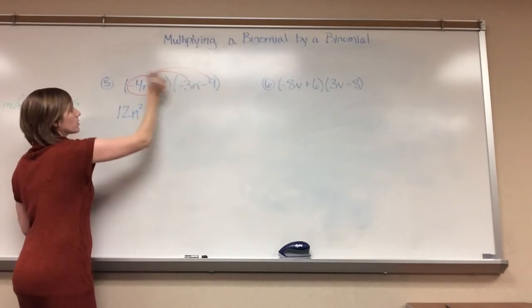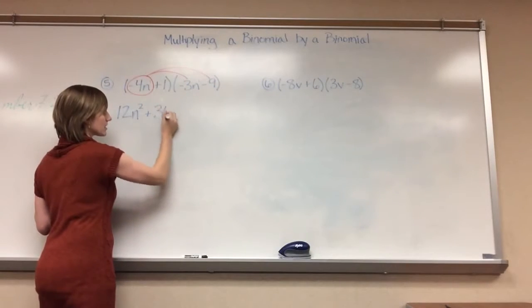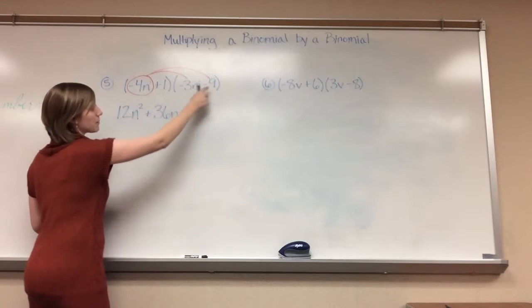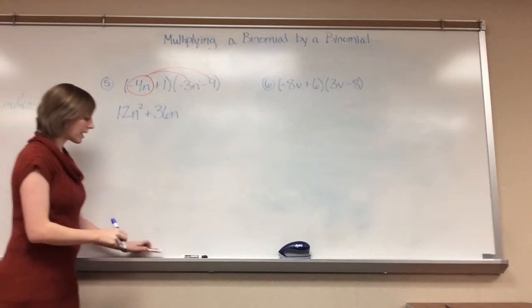So multiply the whole numbers. Negative 4 times negative 9 is positive 36. And we just bring down the n because there's nothing to add to it. All right, so that's multiplying by the first term.